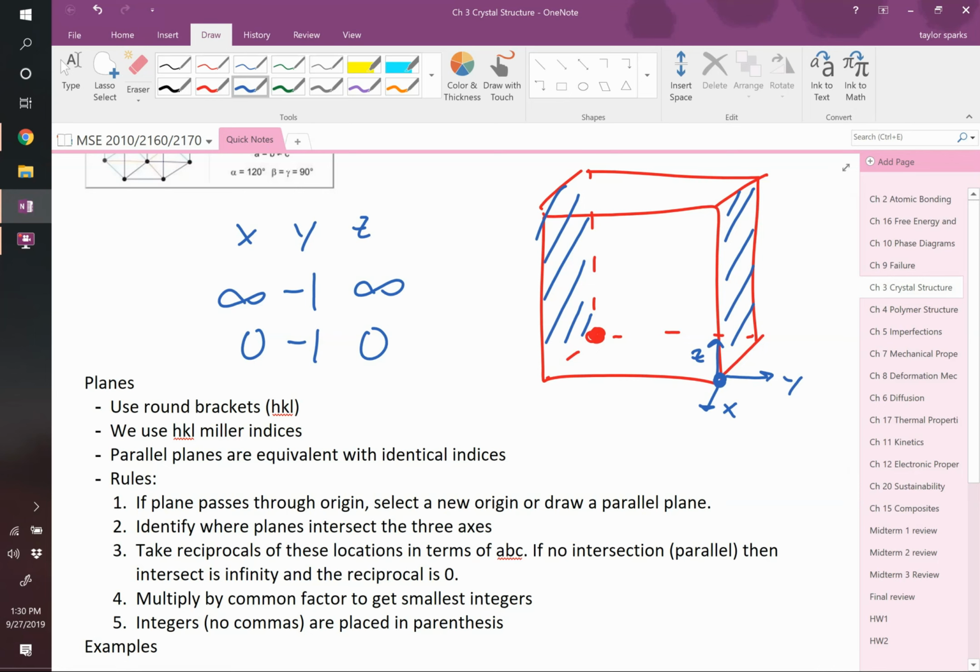Step 5, the integers, no commas, are placed in parentheses. Just like that. I don't put commas, or that would be a point. Since there are no commas, but there are round brackets, that means it's a plane. So this plane right here would be the 0, 1 bar, 0 plane. And you can put that little negative sign on top of it like a hat if you want to. It'd be the same thing. Okay? Let's do a harder one.